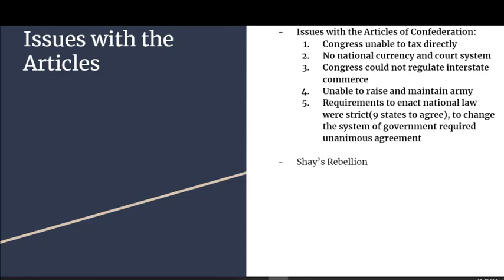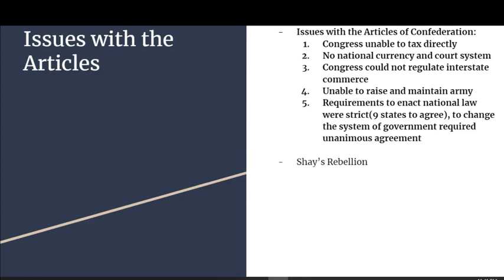And then also there are strict requirements to enact national law, as nine states had to agree to make national law, but to change the system of government required unanimous agreement. This is absolutely insane. How can you get so many people from diverse states, from the South, North, Mid-Atlantic states, and New England, to all agree to change one part of government? It just doesn't add up.